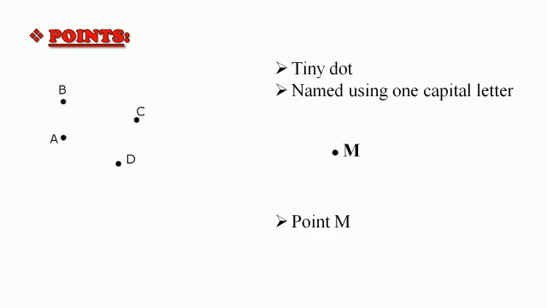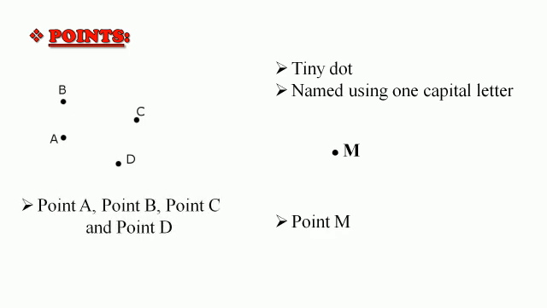You can see a few dots on the screen. They are named using a letter each. We can name them as point A, point B, point C and point D. We cannot name it as point A, B, C and D. Every time we name a point, we have to use the word point before the letter. Hence, we can rightly name it as point A, point B, point C and point D.